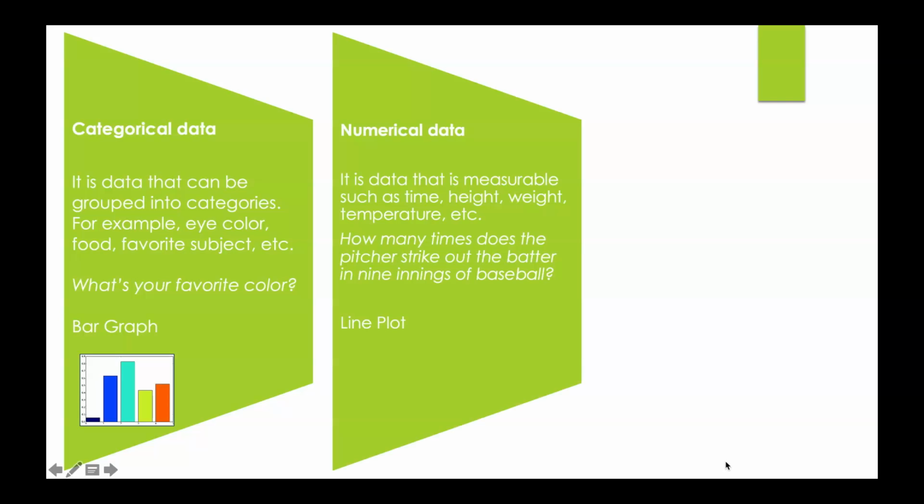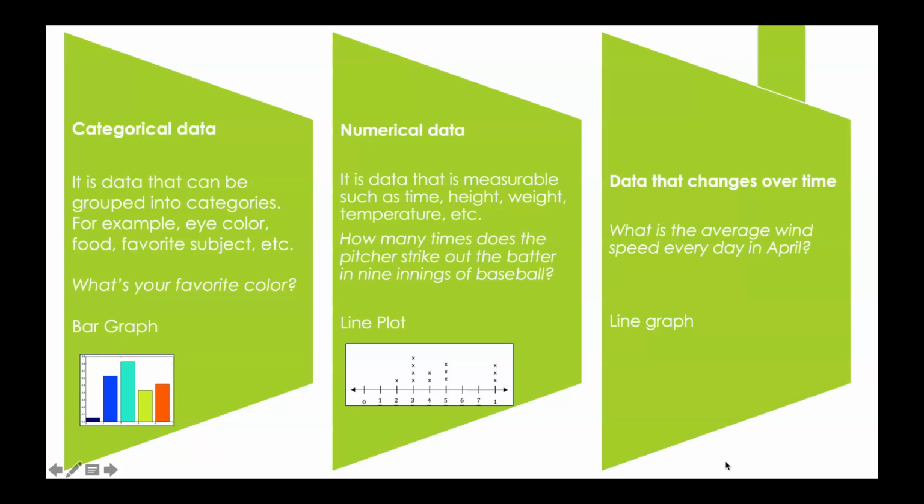Numerical data. It is data that is measurable, such as time, height, weight, temperature, etc. How many times does the pitcher strike out the batter in 9 innings of baseball? A line plot can be used for numerical data.